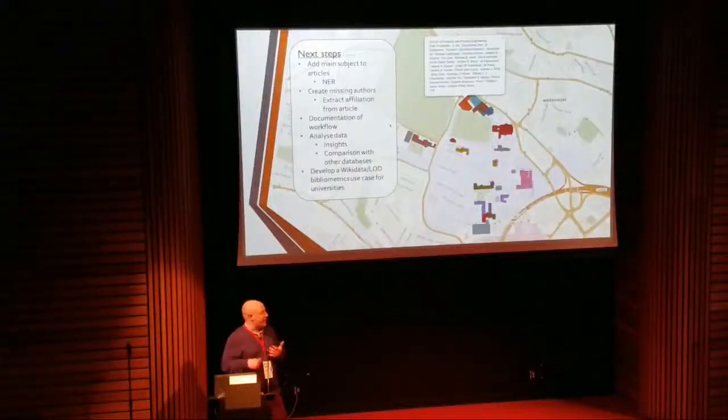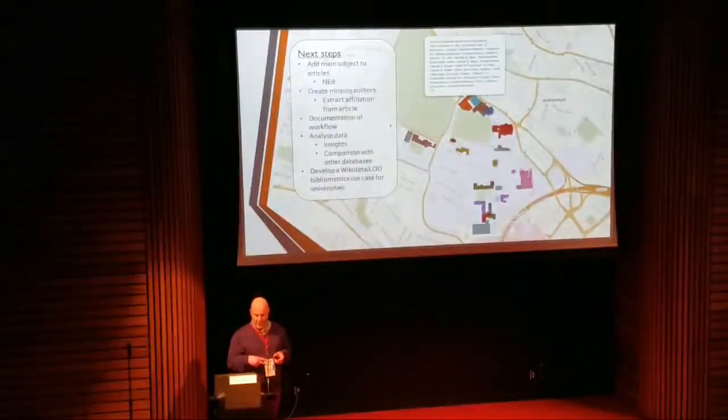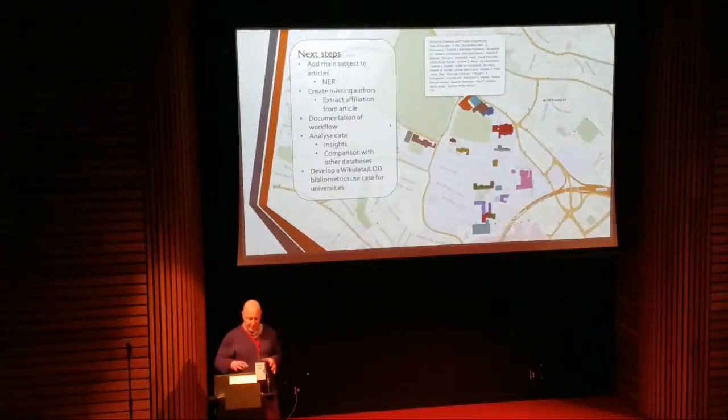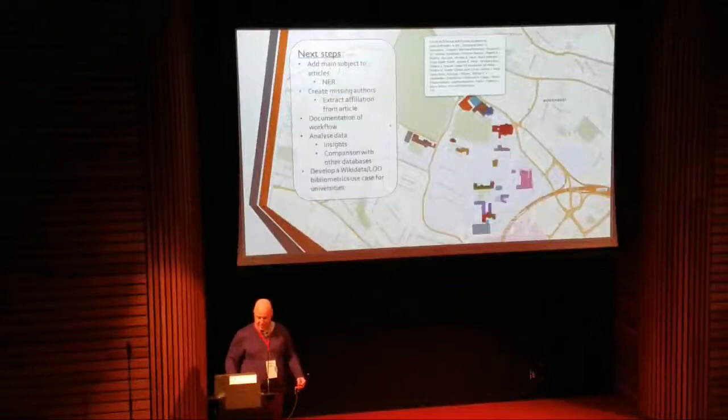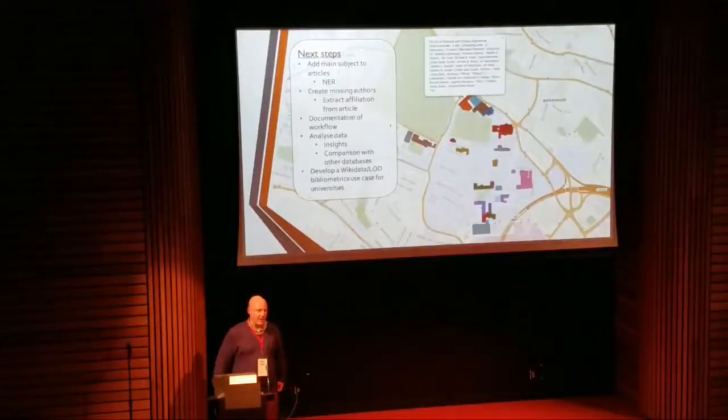I want to try and create an author item for every author named on a paper, and not just have one or two that are affiliated to the University of Leeds and then a series of strings. I want to be able to get everyone as an item with their affiliation, so we can start looking at the analytics there. Things like documenting my workflow, that would be great. Hopefully that will happen one day soon. And I'd really like to turn this into a use case that we can show how universities can use the bibliometric capabilities that we've got in Wikidata. So I think I'll leave that there for now.